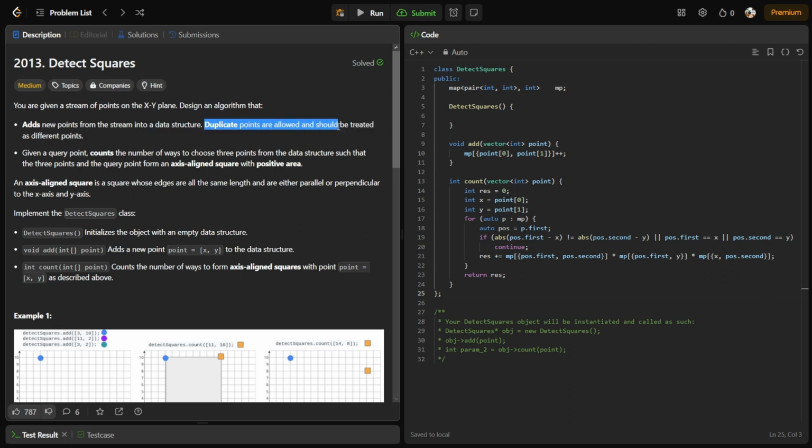Duplicate points are allowed and should be treated as different points. This is another important point that we need to write down. And given a query point, we have to count the number of ways to choose 3 points from the data structure such that the 3 points and the query point form an axis-aligned square, right?